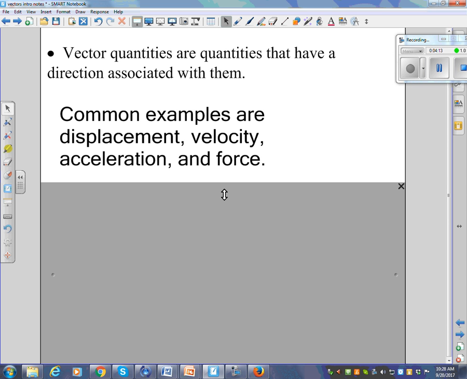My velocity, I'm traveling at 100 kilometers an hour south. Acceleration, minus 9.8 meters per second squared down. A force of 200 newtons to the right. Anytime there is a direction, it is a vector.